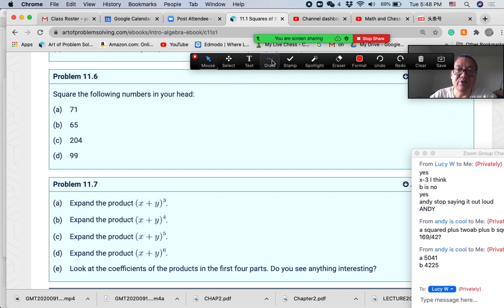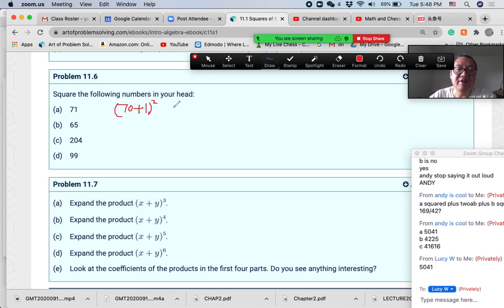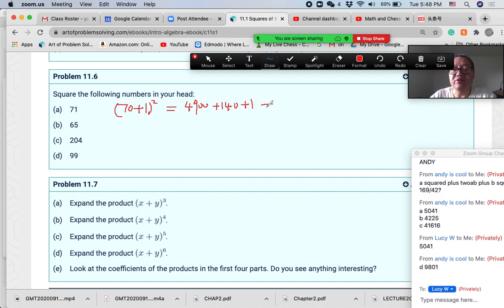Okay, you do this, right? 70 plus 1, then parentheses square, right? Do this. So 70 squared, that's 4900. Then plus 140, then plus 1. So by this way, you get 5041. Yeah, Andy, you're correct. Lucy, you're also correct.